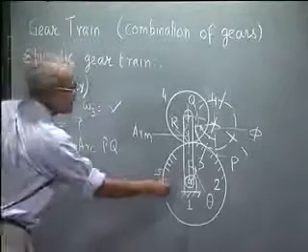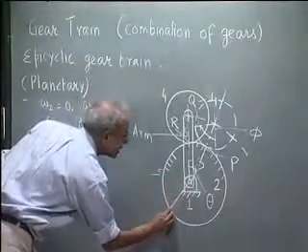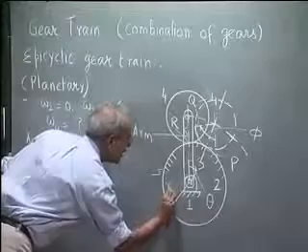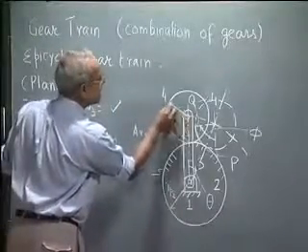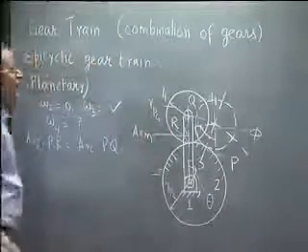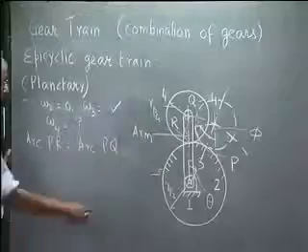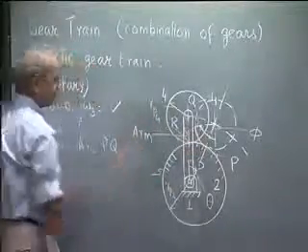Which means, if I say the radius of this gear, the fixed circle radius, is RP2, and the fixed circle radius of this gear I call RP4. So RP2 into theta is RP4 into phi.